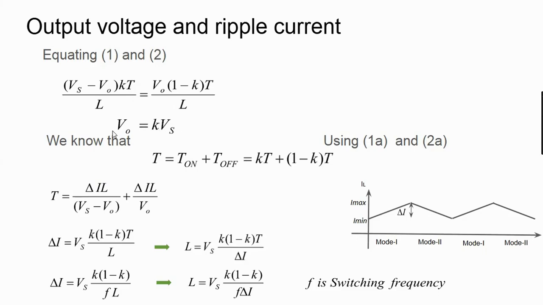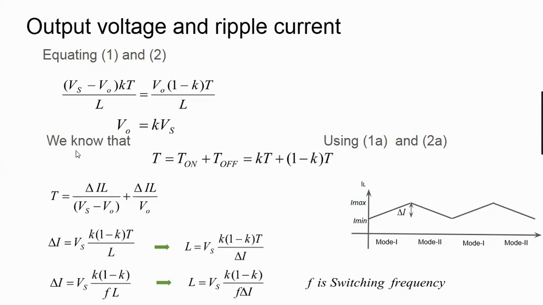So the average output voltage of the buck converter is k into Vs, and k can take its value from 0 to 1. So V naught can take its value from 0 to Vs. So we can obtain the output voltage as varying from 0 to Vs. So we can vary the voltage V naught less than or equal to the input voltage for the buck converter.